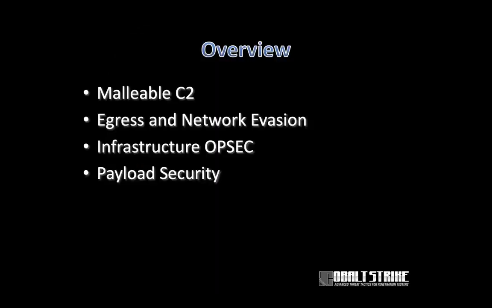In this lecture, we're going to talk about Malleable C2, which is a domain-specific language baked into Cobalt Strike that lets you change the indicators in the beacon payload. We will talk a bit about egress and network evasion, and we will talk about infrastructure OPSEC as well. I'll close the lecture with a discussion of Beacon's payload security model and how that works.